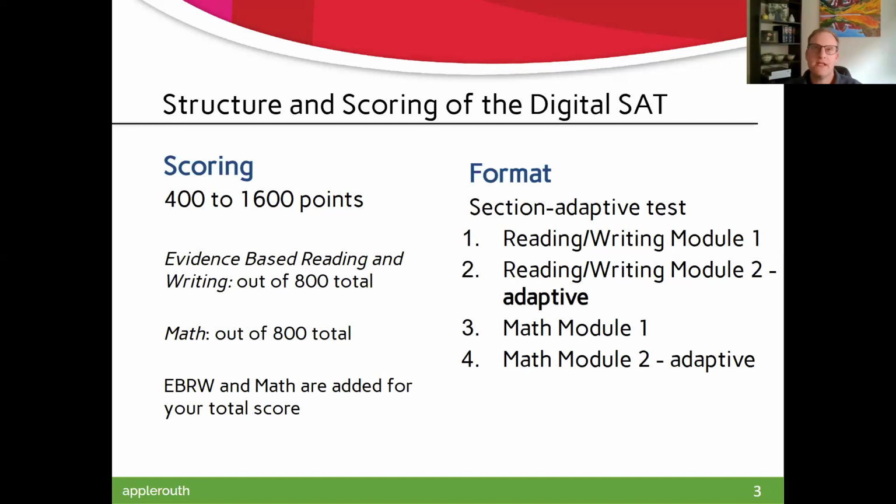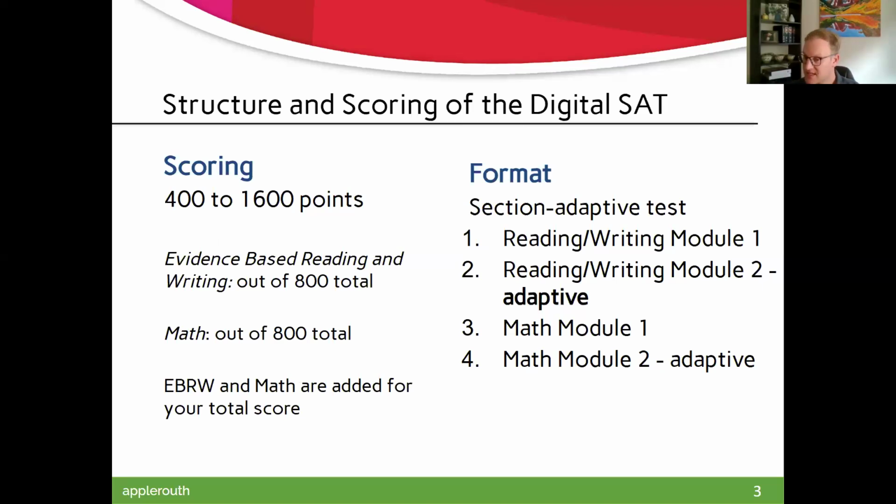So the structure is similar to how it used to be, but there are some major changes. The scoring is still at a 1600. So the best you can get on verbal is a perfect 800. And that comes from both of the first two sections. The first module, module 1, is going to be a set form in that it'll be not too difficult, not too easy, just kind of a basic form for everyone to take.